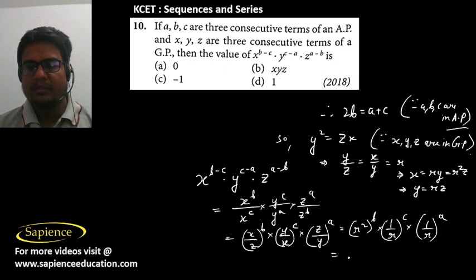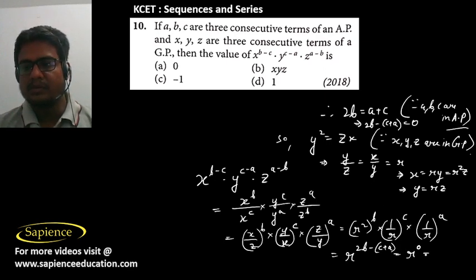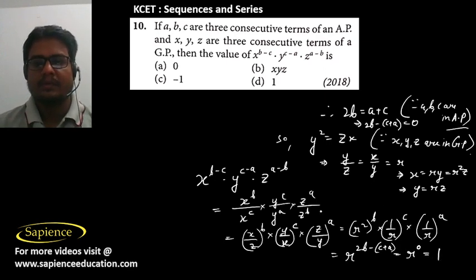So this will be equal to r raised to 2b minus c plus a. Now 2b minus c plus a is equal to 0. So this will be equal to r power 0, which is equal to 1. So option D is the correct answer.